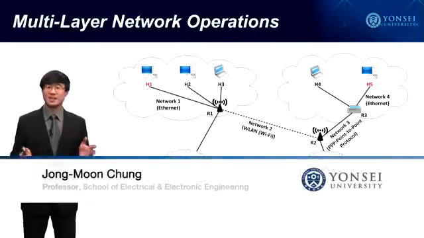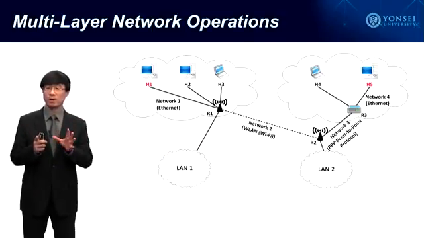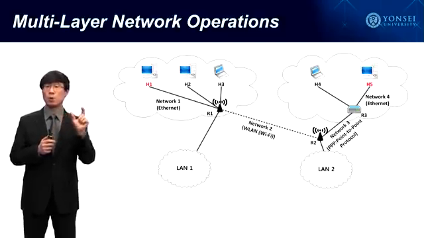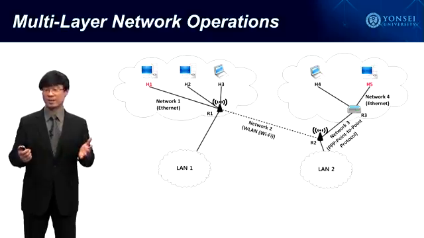Hi, in this lecture, I'm going to talk about multi-layer network operations. I start with this example where you see 4 different types of networks connected through 3 types of routers. Network 1 is an Ethernet network, and as you can see, host computer 1 is connected to router 1 through Ethernet, and router 1 connects to router 2 using a wireless local area network, Wi-Fi, for this example.